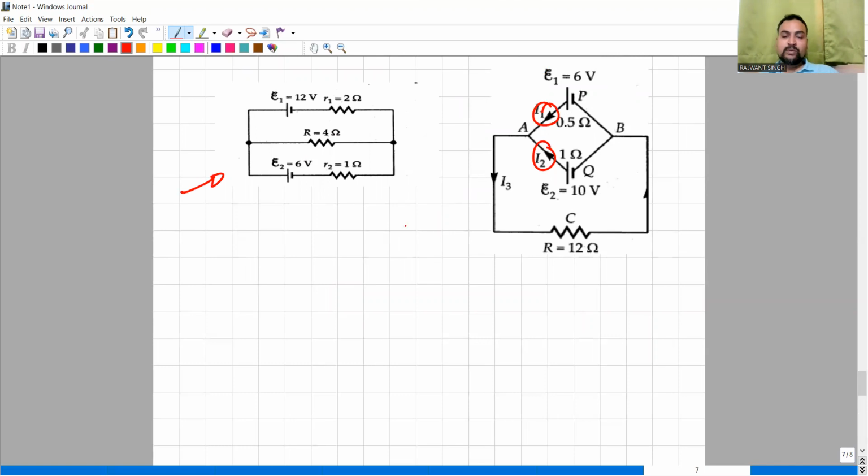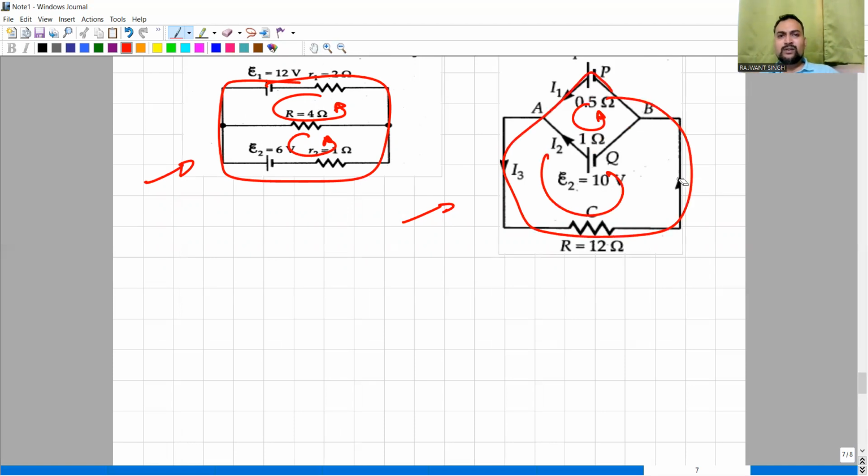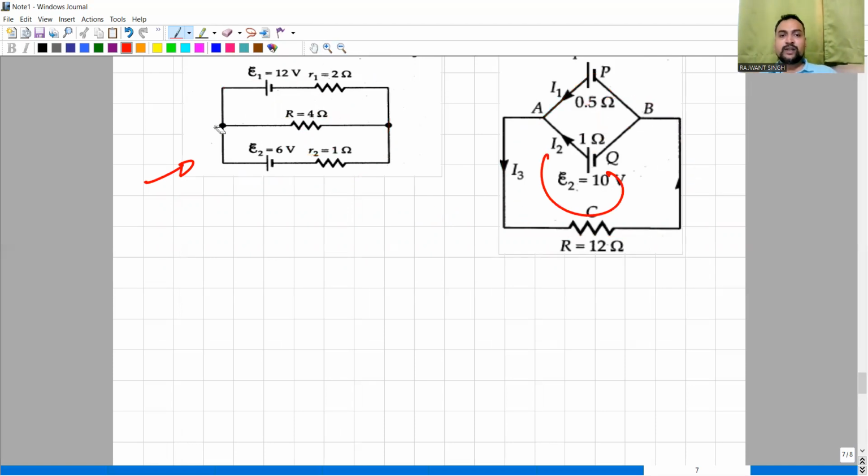I'll give you more problems like this, and draw this circuit, and then write the loop equation for all the loops. For example, write the loop equation for this loop, then this loop, then the bigger loop. And here also you can write this loop and the bigger loop and this bigger loop and all the loops that you can find here. Write the loop equation, likho.